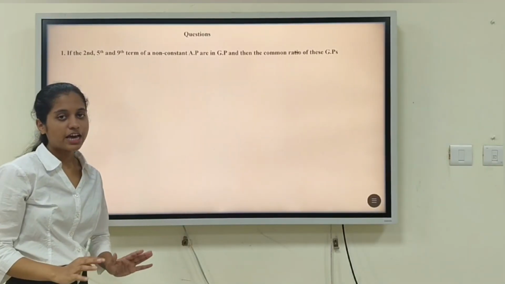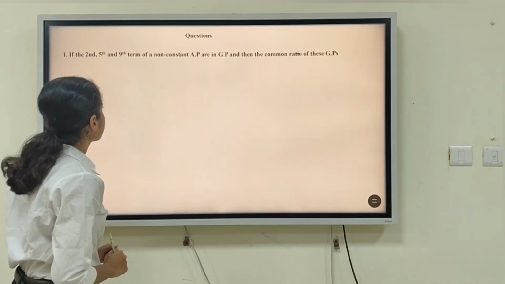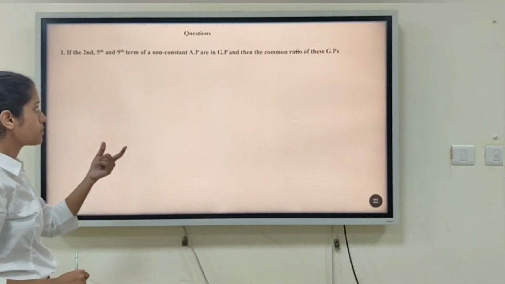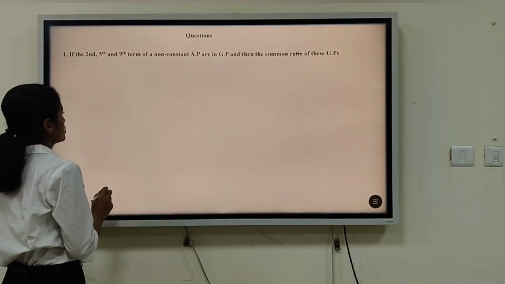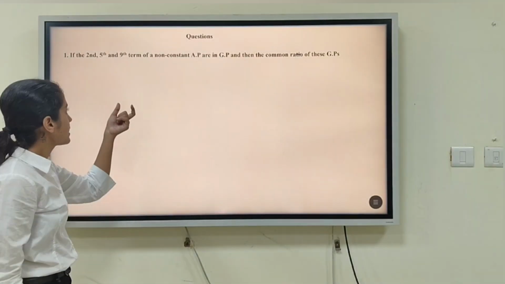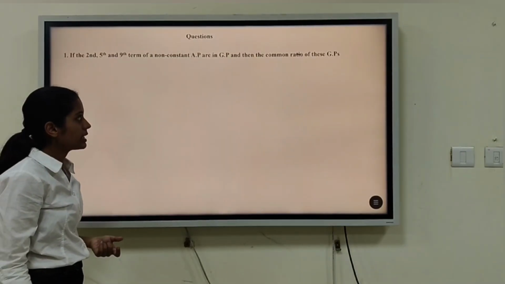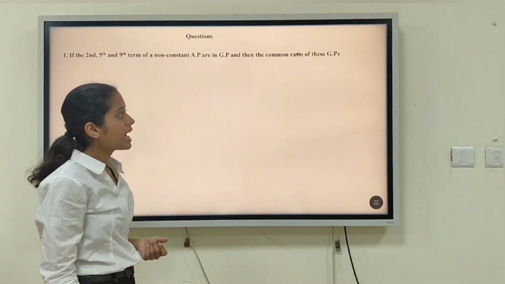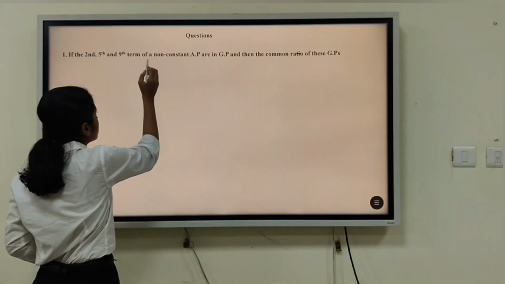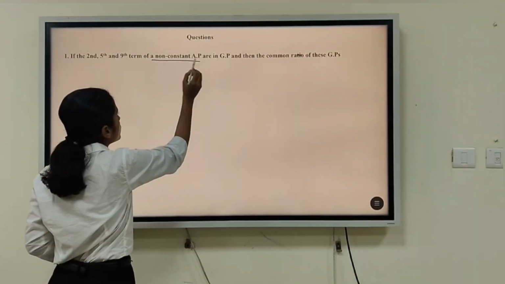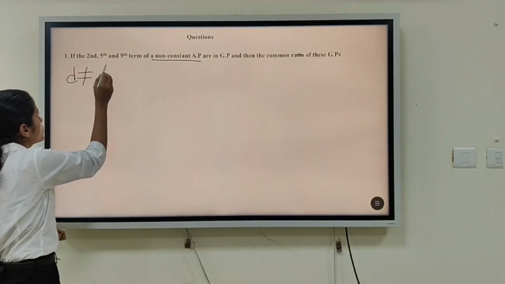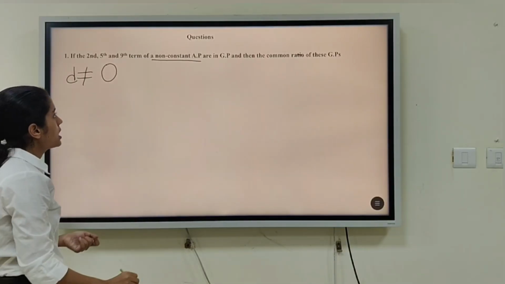So with this, we have completed our theory portion, and now we will solve one question based on geometric progression and arithmetic progression. The question is: if the second, fifth and ninth terms of a non-constant AP are in GP, then we have to find out the common ratio of the GP. First of all, we have to see that it is a non-constant AP. It means d is not equal to 0. We have to remember this.